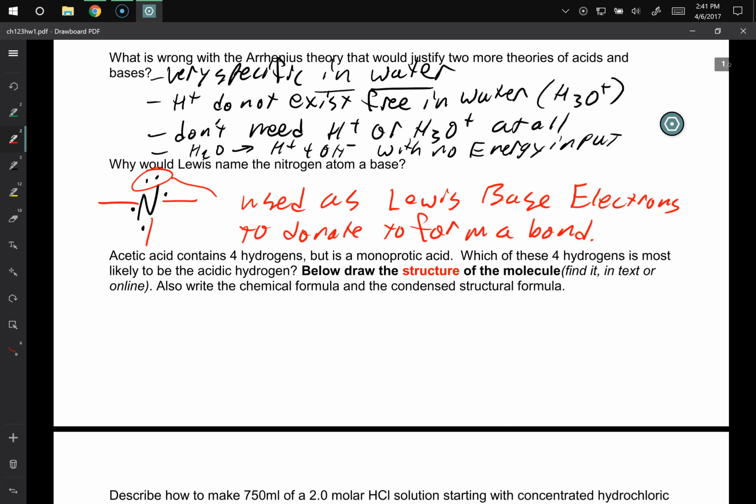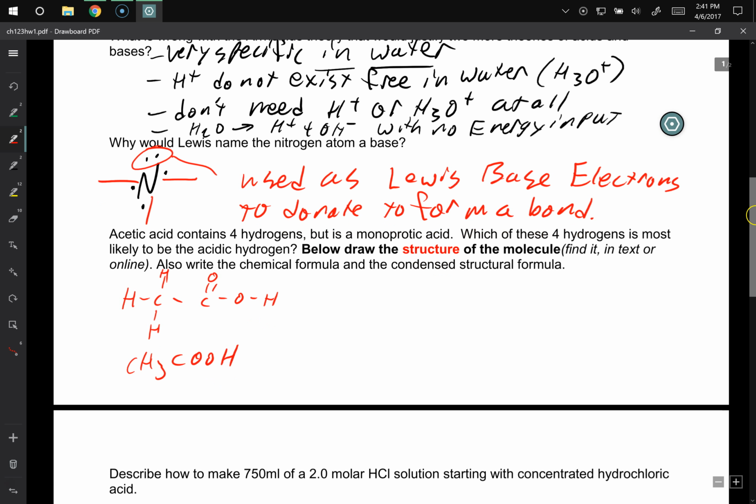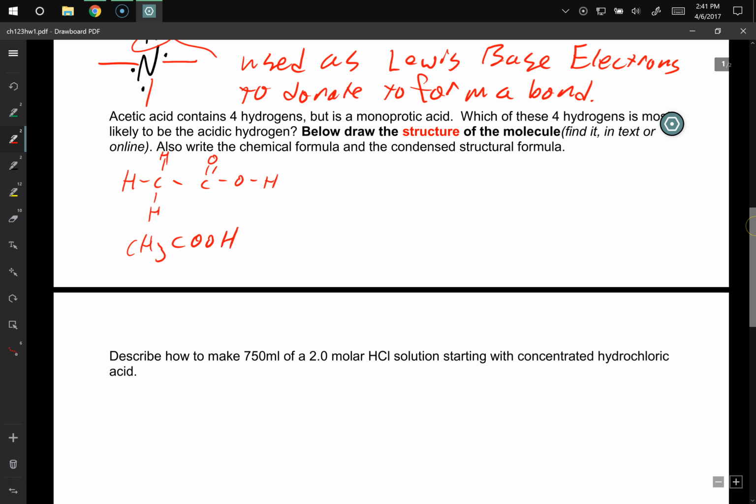Yeah, that's fine. The acetic acid, so I've got H, C, H, H, C double bond O, OH, and then the condensed structural formula is CH3COOH. What I asked you to do? Which one of these is acidic? Draw the structure below. Okay, so which one of these ones is the acidic one?